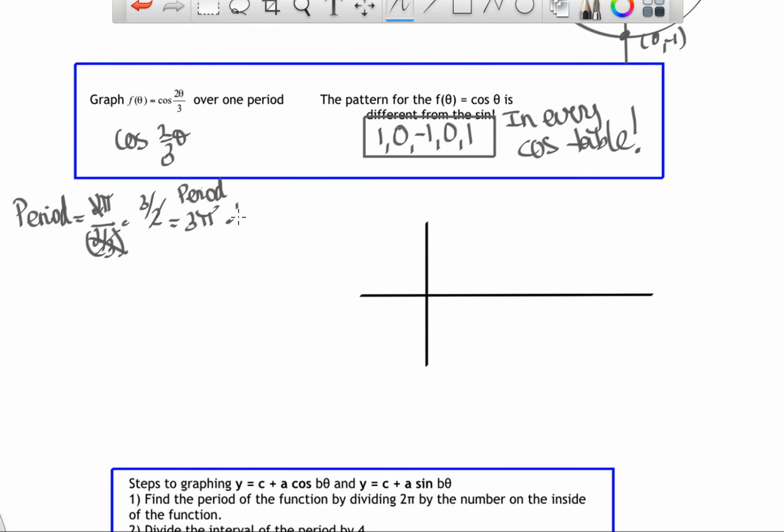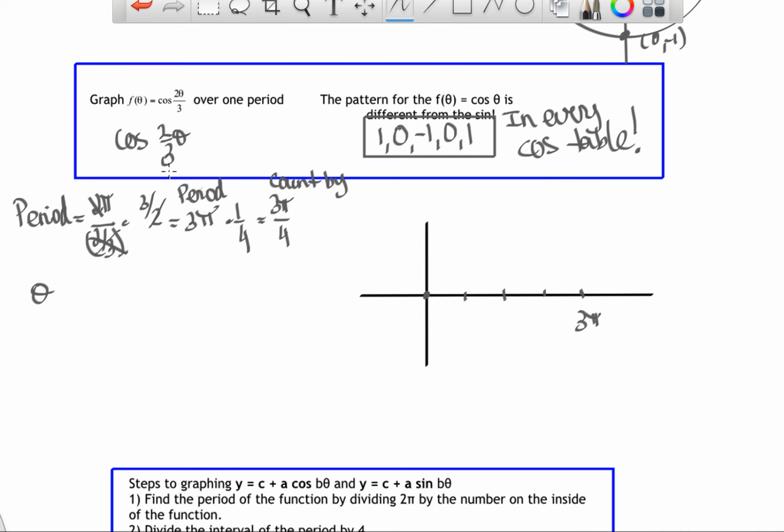We're going to multiply by 1 over 4. Keep in mind again, what we're trying to do is if we start at 0 and we end at 3 pi, then how do I divide this in 4 equal parts? Well, you multiply by 1/4. So we need to count by 3 pi over 4. So this is our count by. So starting at 0, plus 3 pi over 4, etc., etc.